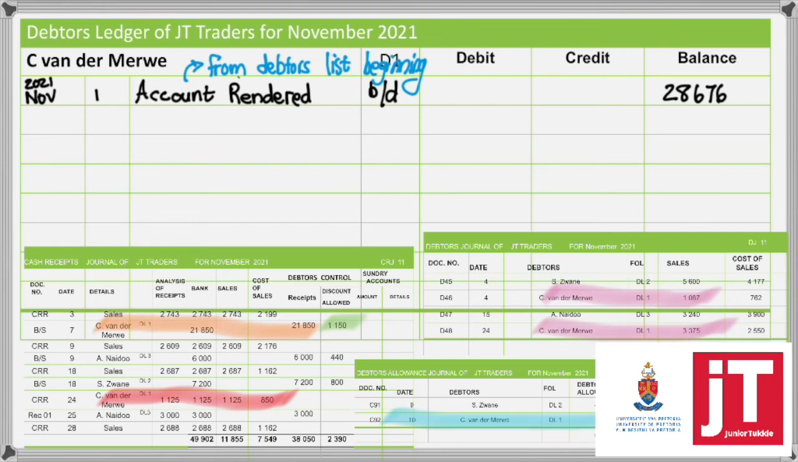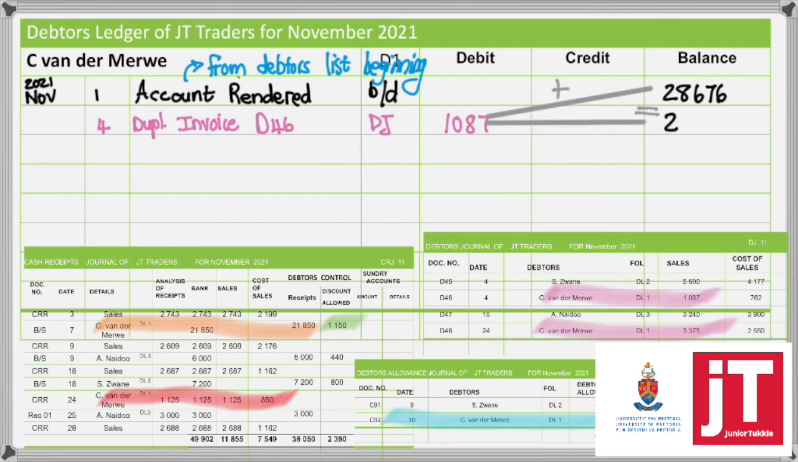Then we have to put in our transactions in date order. The first one we see is on the 4th, and that is the duplicate invoice 46 that was issued, from the debtors journal, 1,087 Rand. Now to get your new balance, you have to add and roll over the balance. So 28,676 plus 1,087 gives you a new balance of 29,763.